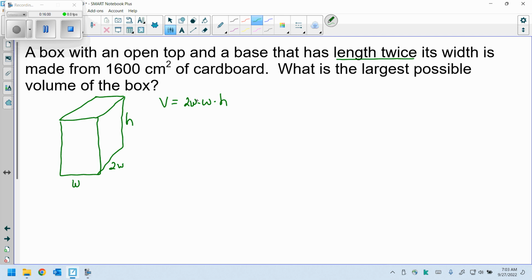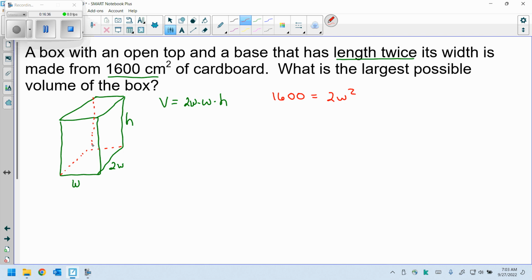Still might be too many variables, but there's another relationship that's given to us in this problem. We were actually given a couple of them. The other relationship is that we've got 1,600 square centimeters, and that's an area. So let's focus our attention on the area of this box, this 1,600. Now, that includes the area of the bottom of the box, which is 2W squared, as I take the length of that times the width of that.